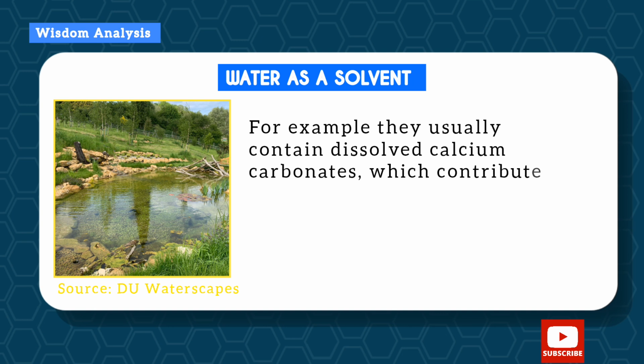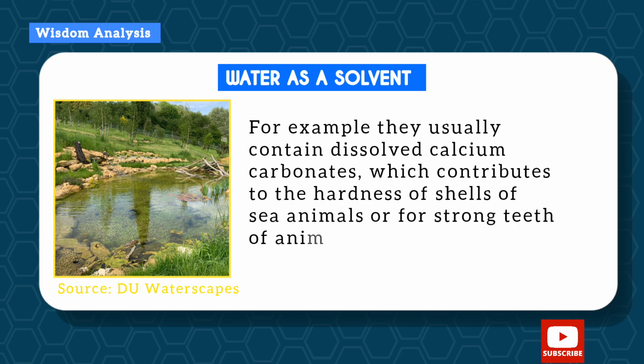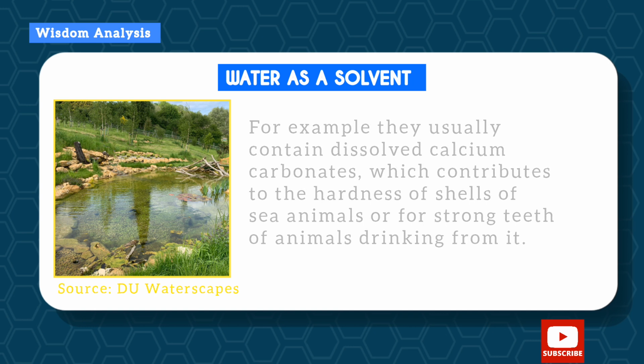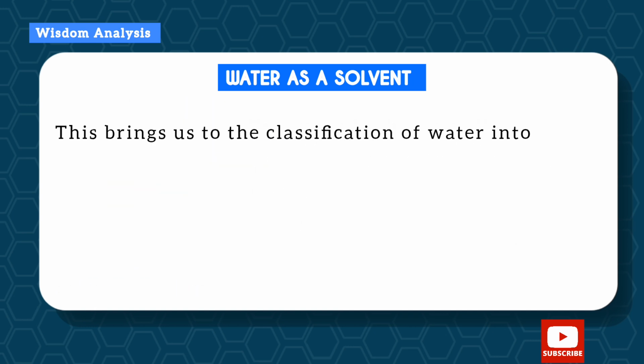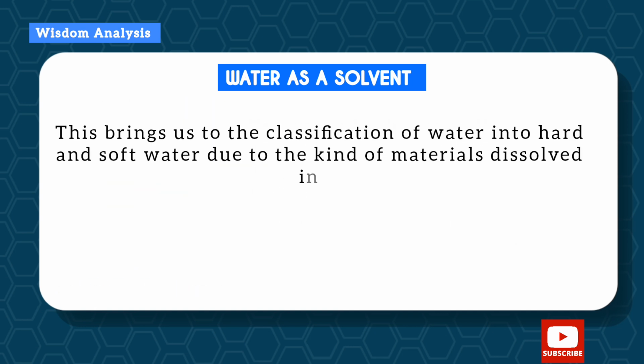For example, they usually contain dissolved calcium carbonates, which contribute to the hardness of shells of sea animals or to the strong teeth of animals drinking from this water. This brings us to the classification of water into hard and soft water due to the kind of materials dissolved in it.